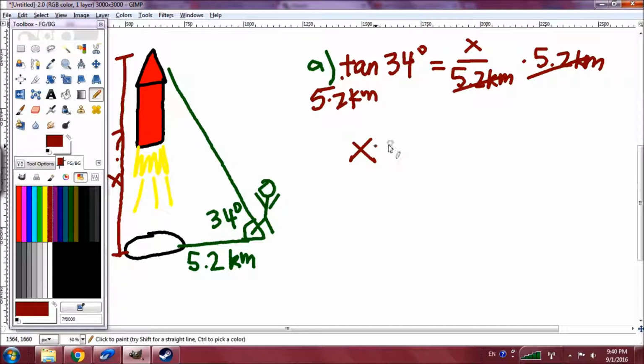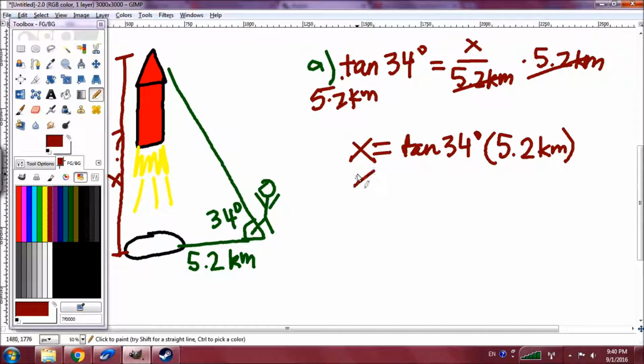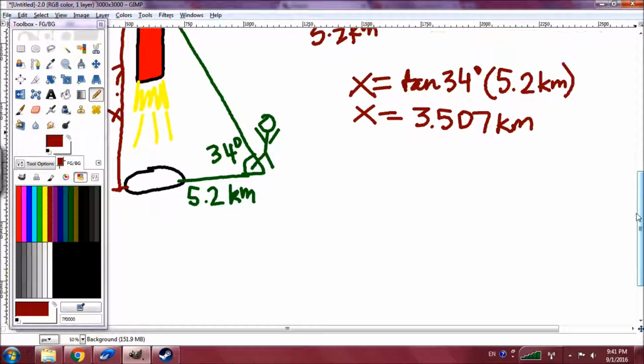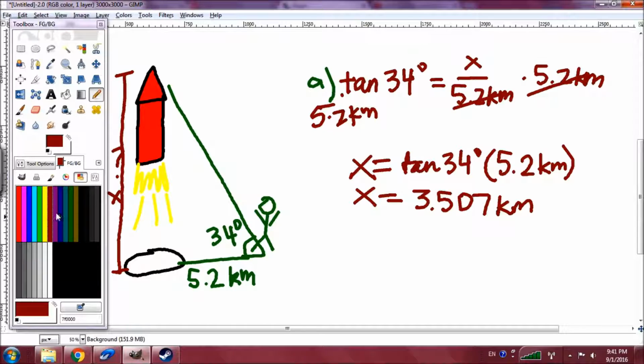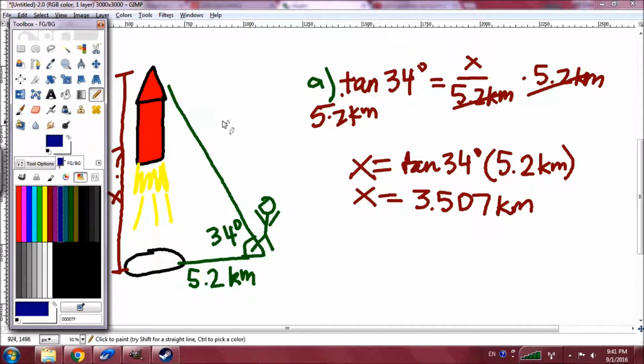So x would equal tangent 34 degrees times 5.2 kilometers, which will come out to be 3.507 kilometers. So then part B asks, how far away is the missile from the observer? So now it's looking for this length, which we're going to label as y.